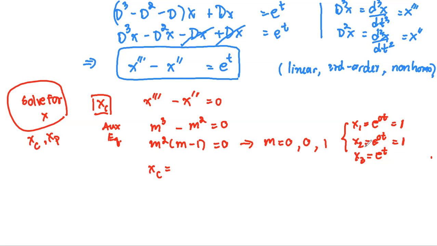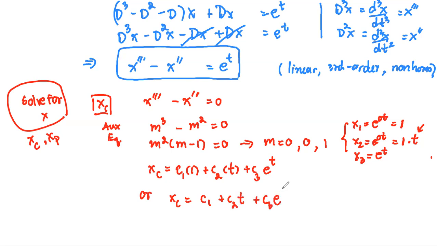All right, since x1 and x2 are repeated, to make it linearly independent from each other, we have to multiply by another variable, which is the t in there. So then the linear combination of x1, x2, and x3 will be in the form of c1 multiplied by 1 plus c2 multiplied by t plus c3 times e to the t, or just xc equals c1 plus c2 times t plus c3 times e to the power t.